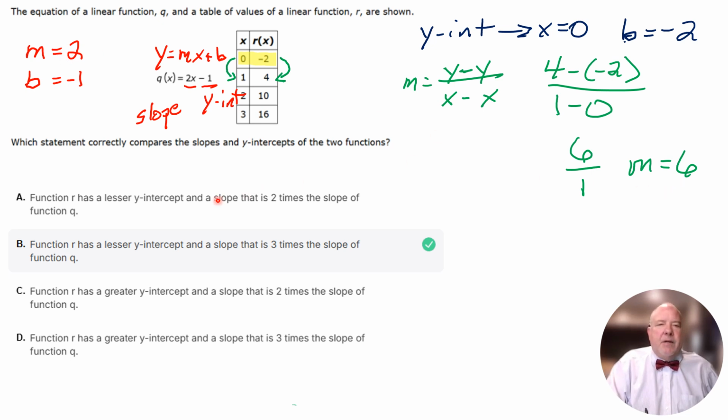So it's not that one. Go to the next one. R has a lesser y-intercept. Yes, we already decided that, and a slope that is 3 times the slope of the function q. So there you go. There's your answer, B.